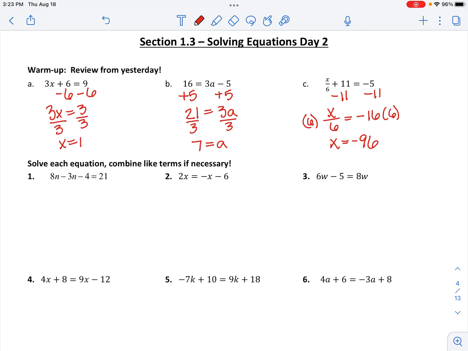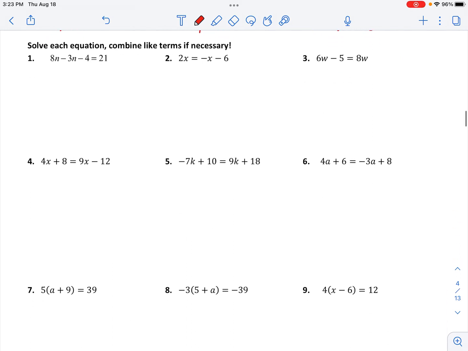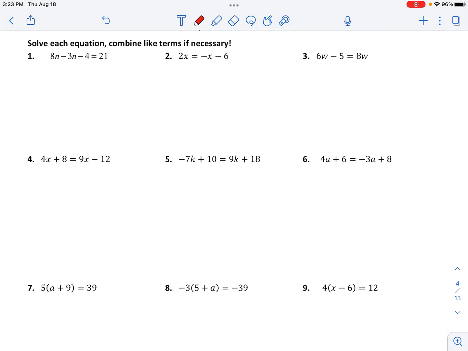All right, so jumping into 1.3 with solving equations, we're going to move on to multi-step equations. Our goal here is still to get the variable by itself, so we're solving for that variable. We need to look for like terms to combine. Sometimes we'll have the distributive property to take care of. But those are the main things we want to look for, like terms and distributive property.